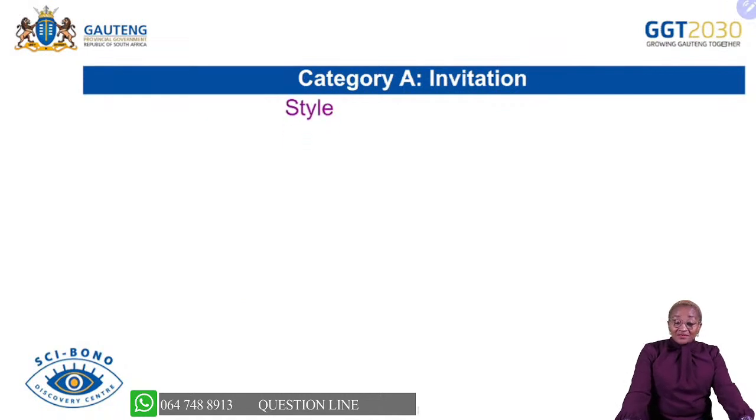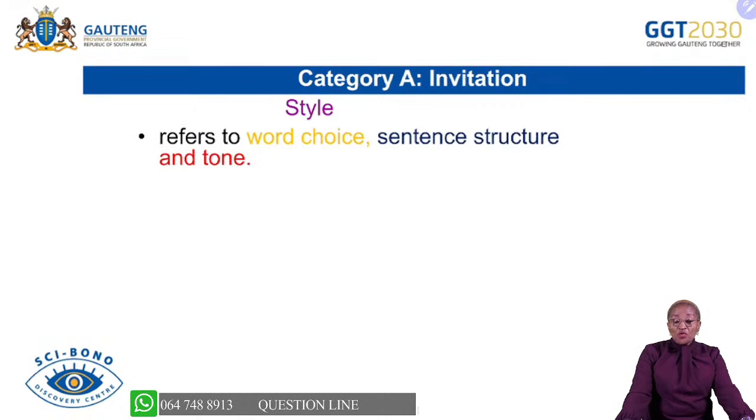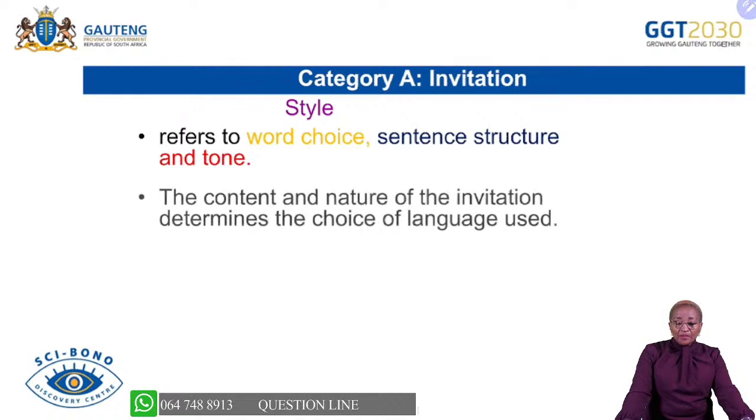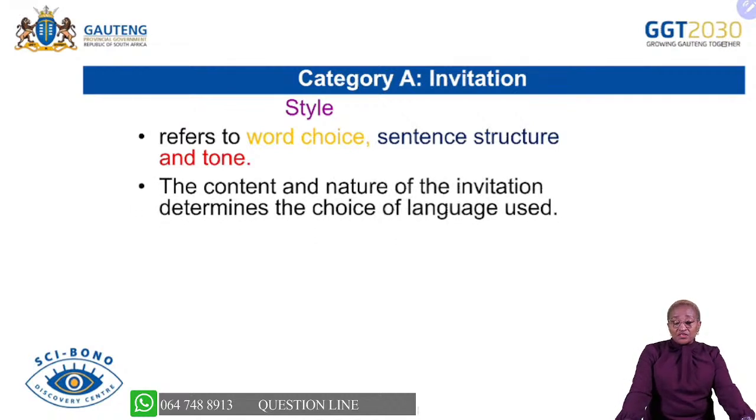What do we mean by style? This refers to word choice, sentence structure, and the tone. This will also be influenced by the context of your brief. The content and nature of the invitation determines the choice of language used. So you need to understand the content of the invite. You need to understand the nature of the invite, and that, to a larger extent, would definitely determine the language that you will have to use in that invite.